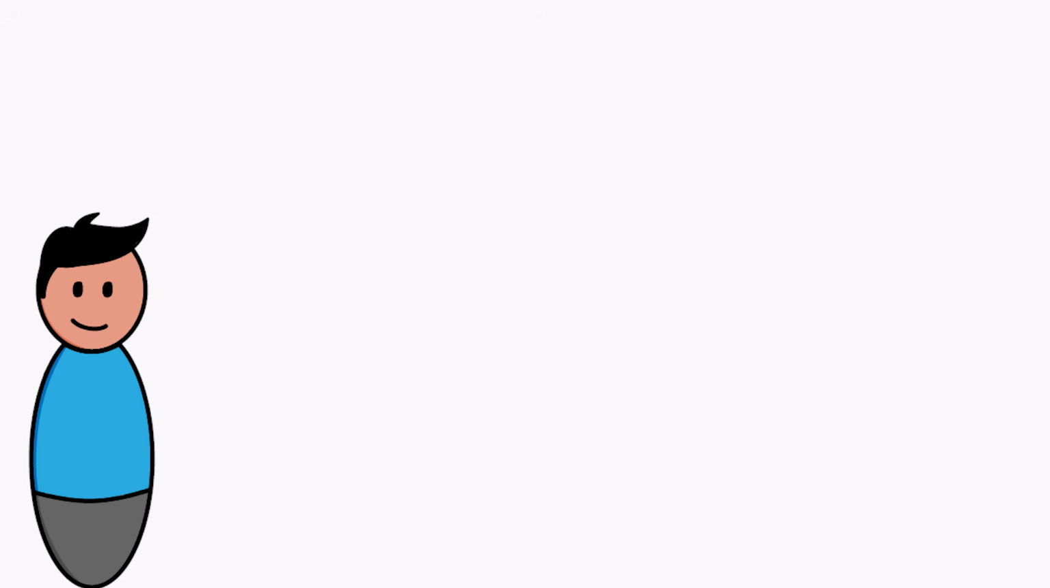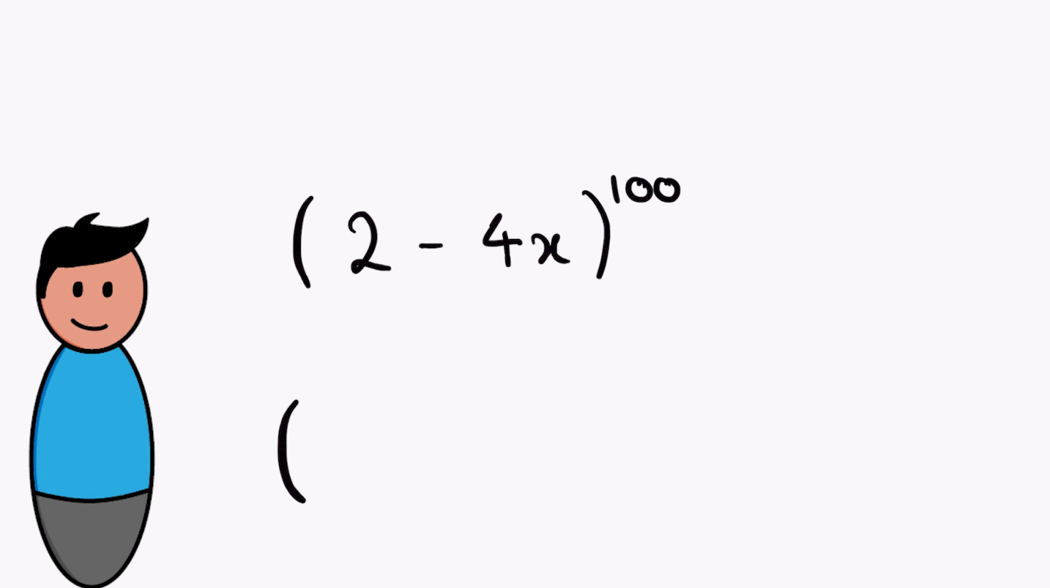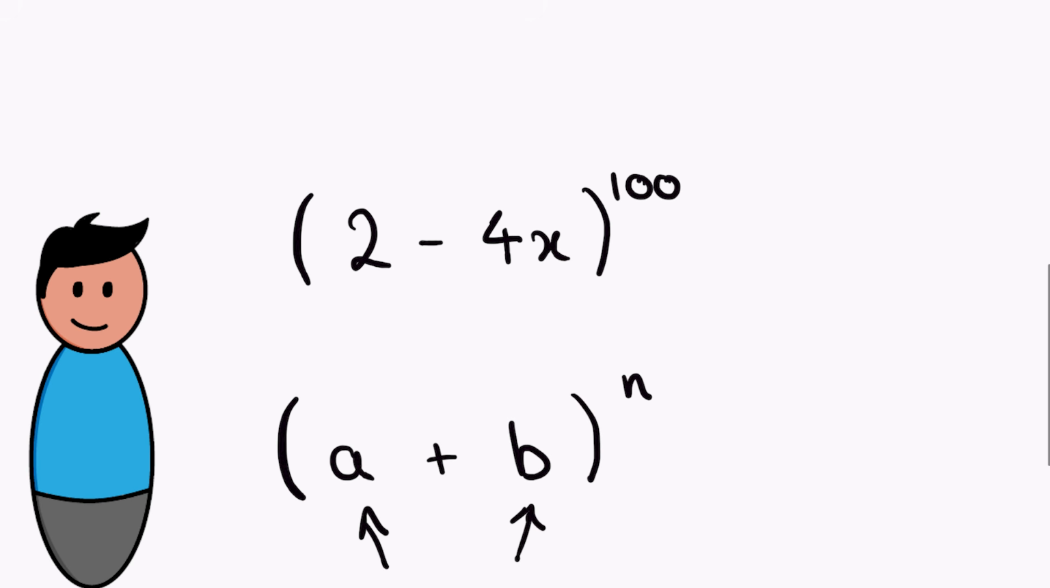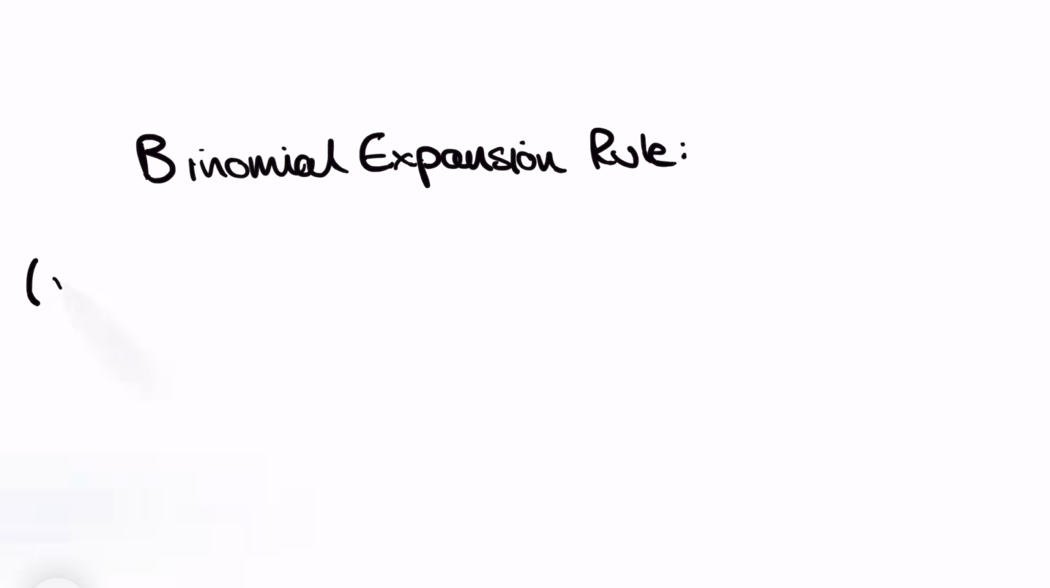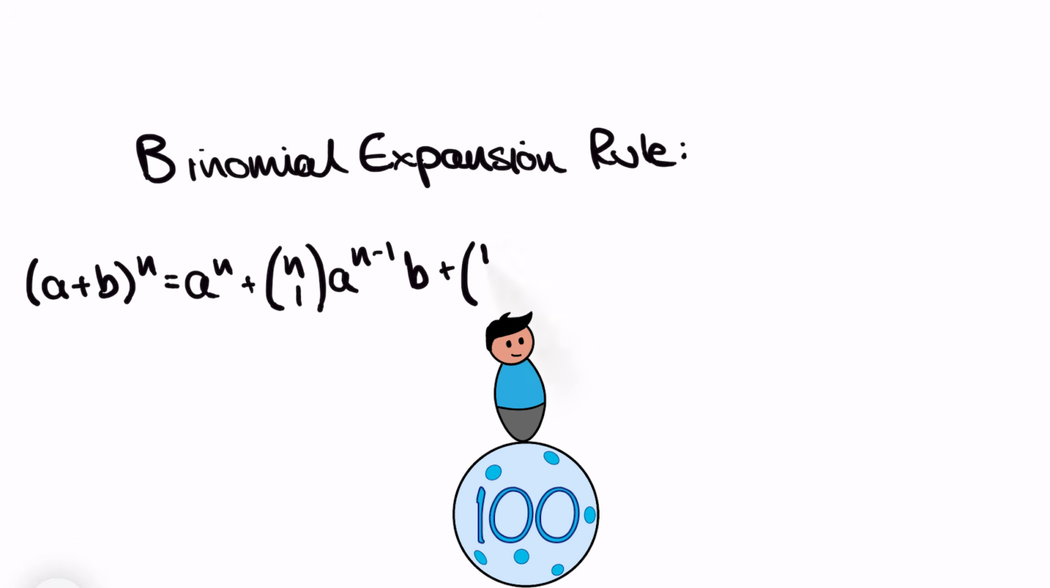My first video was expanding double brackets, so I thought for my 100th video we'd expand 100 brackets. This is a binomial expansion question, since we're expanding brackets of the form a plus b to the power of n, where a and b are terms and n is a positive integer. The binomial expansion is a rule that allows you to expand brackets in that form, and I'll explain how to use this rule soon.